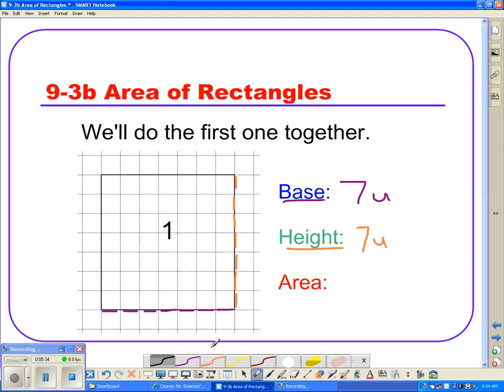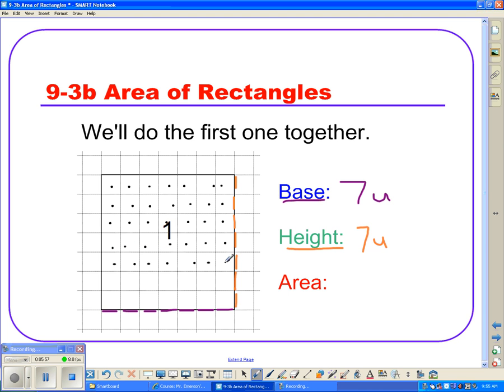So the last thing we're going to do here is count the area of the figure. Again, base and height were lengths, so we counted the lengths, but area is measured in square units, so we're going to count the squares here. 1, 2, 3, and so on, up to 49. So the area is 49, and now we're talking about square units because we're talking about an area. So 49 square units, the area of the figure.